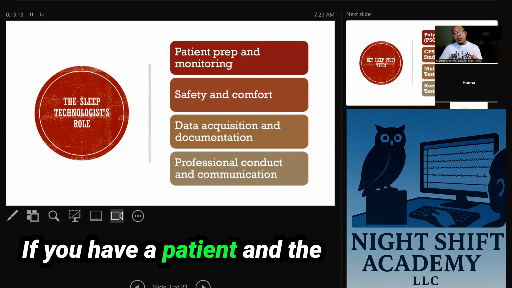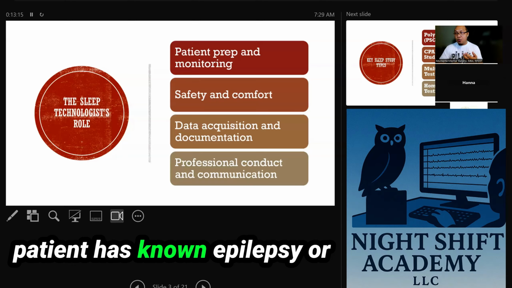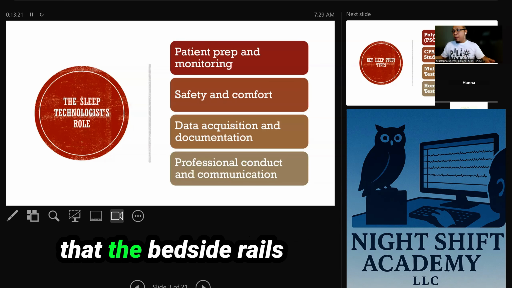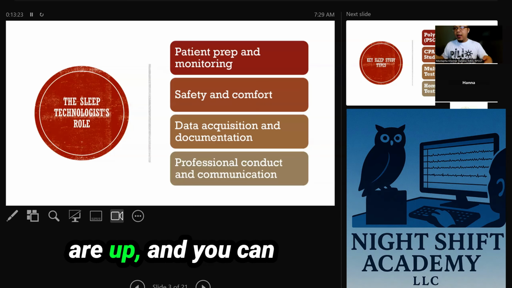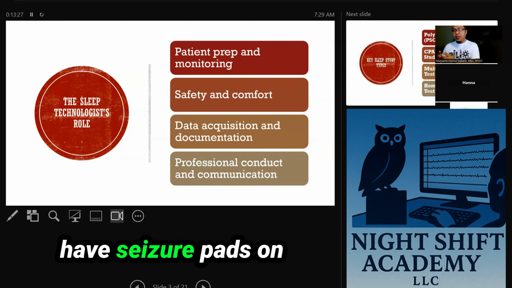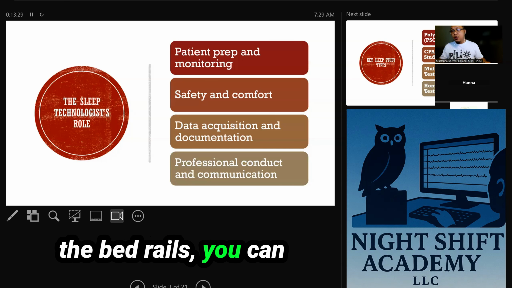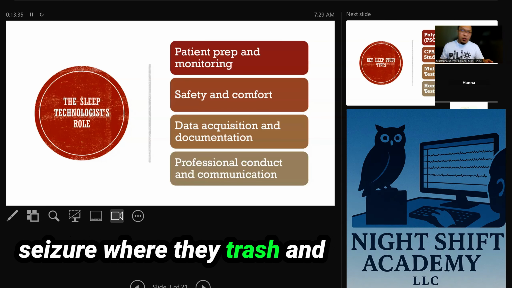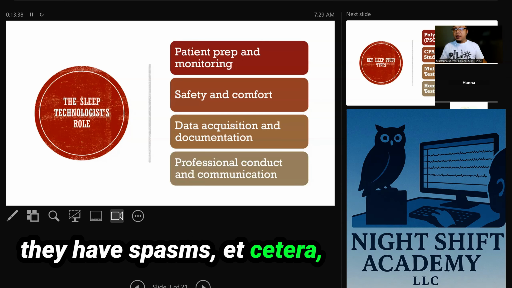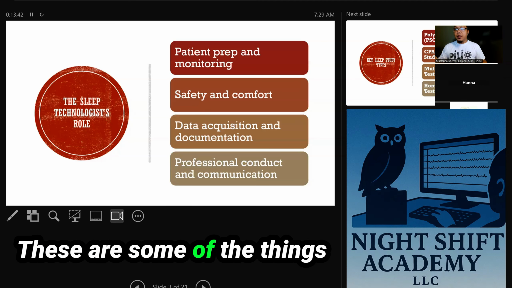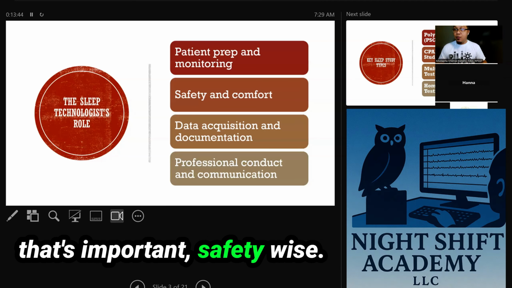If you have a patient and the patient has known epilepsy, or they have multiple seizures, you have to make sure that the bedside rails are up, and you can also have seizure pads. Usually, if you don't have seizure pads on the bed rails, you can have pillows on the side. So if the patient has a type of seizure where they thrash and they have spasms, etc., you have to protect them. Okay. So these are some of the things that are important safety-wise.